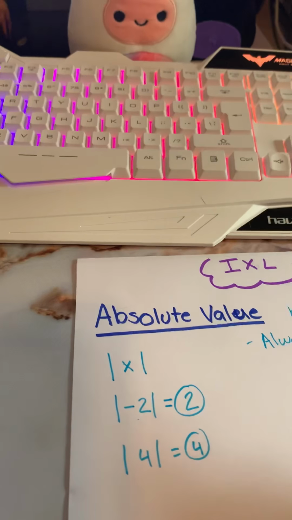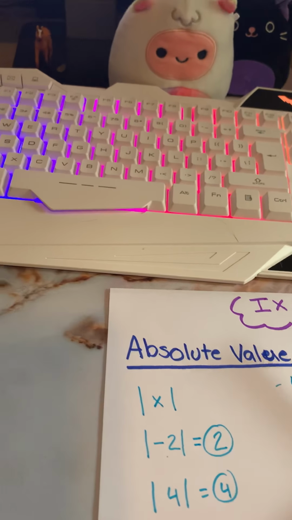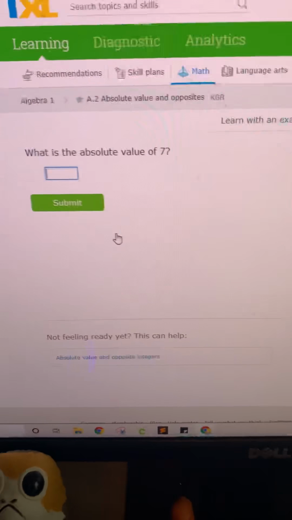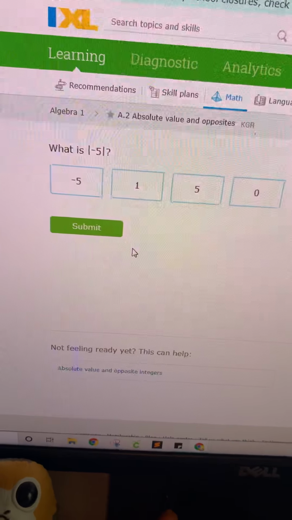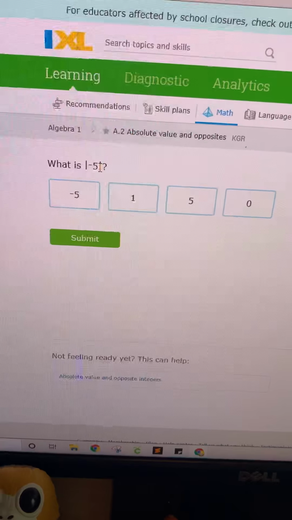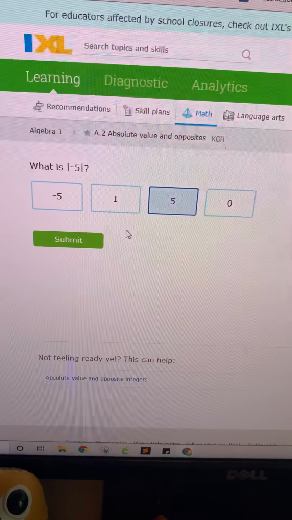So we're going to look at some examples of the IXLs. I'm just going to solve some for you. So this one says, what is the absolute value of 7? +7. What is the absolute value of -5? Everything turns positive, so it would be +5.